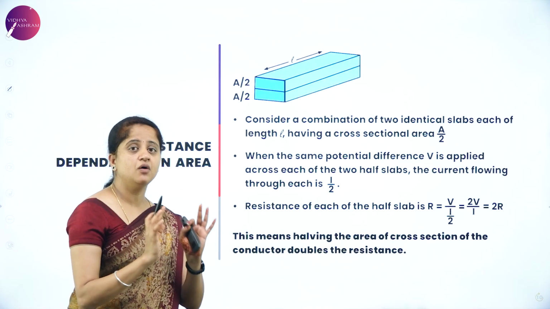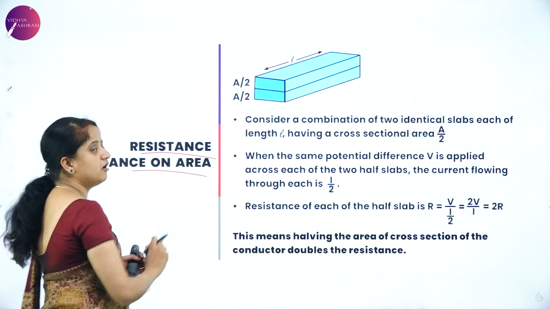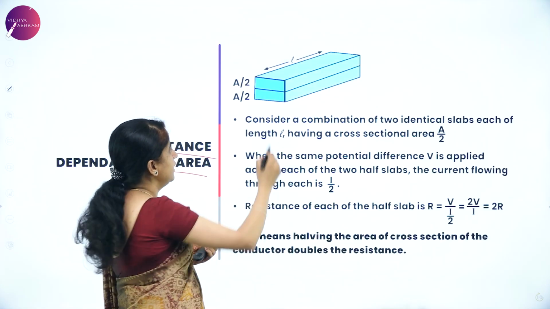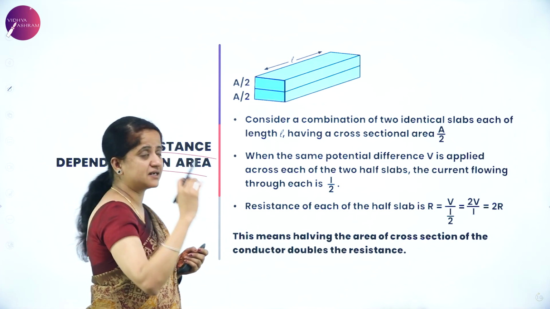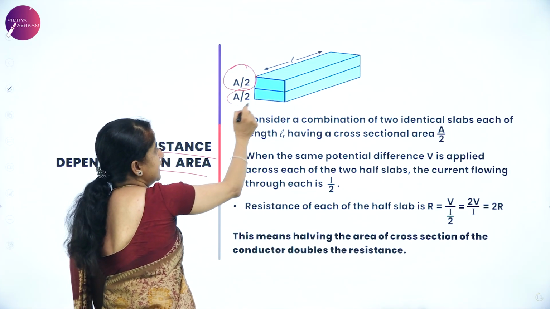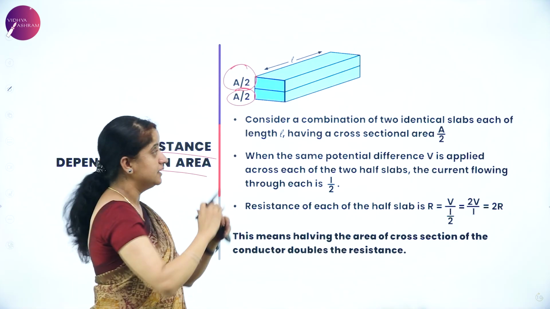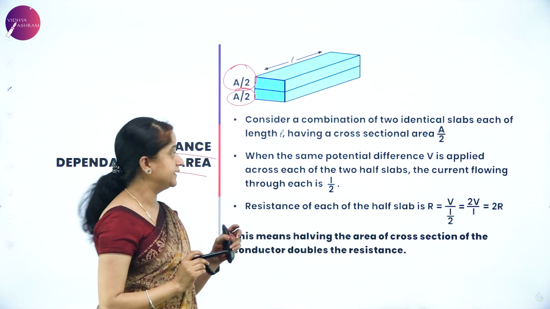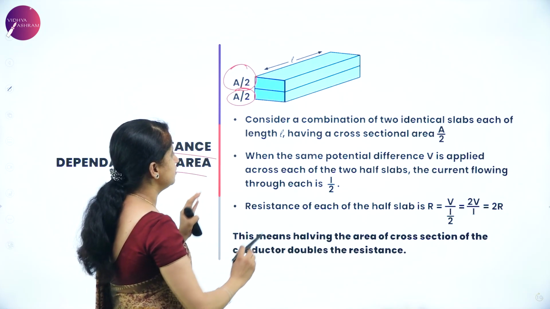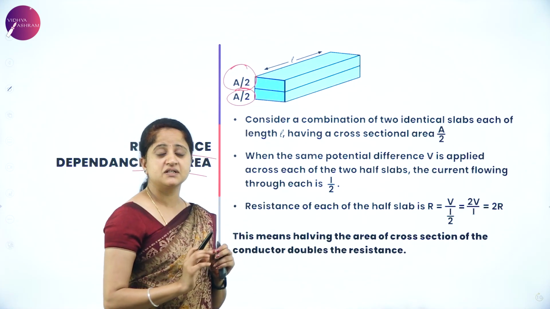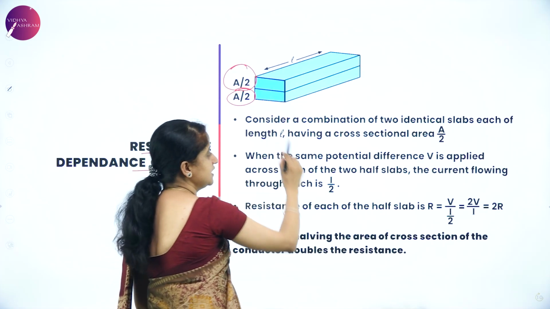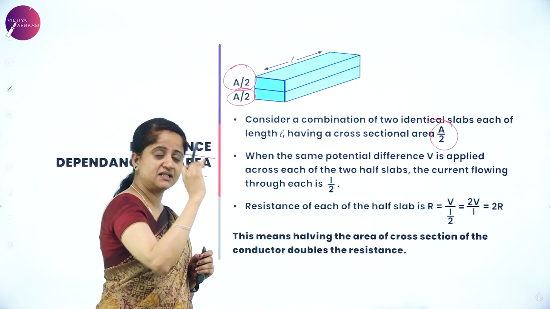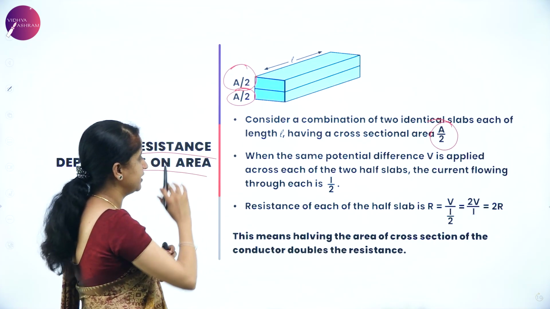Now let us understand how this resistance depends on the area of a conductor. Initially the area of the conductor was like this. Now we have divided this area into 2 parts, which means I have halved the area. A divided by 2 is half of its initial area, and L is the length of the conductor. So I have considered the combination of 2 identical slabs whose length is L, having a cross-sectional area A divided by 2, which means the area becomes less than the previous condition we studied.